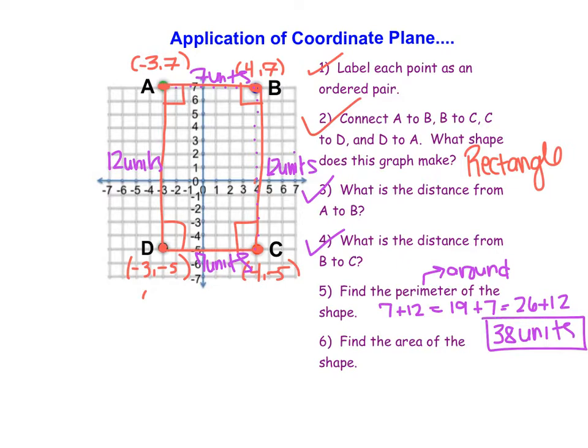And then from here, we need to find the area of the shape. Well, since it's a rectangle, I know area is length times width. So here my area would be 7 times 12. And 7 times 12 gives me 84 units. And because it's area, it will be squared.